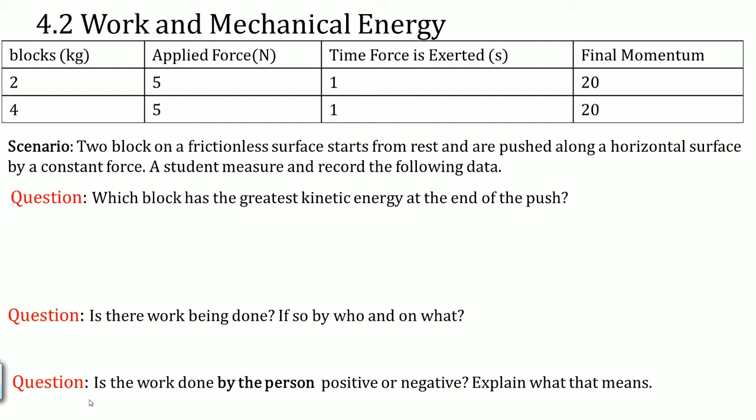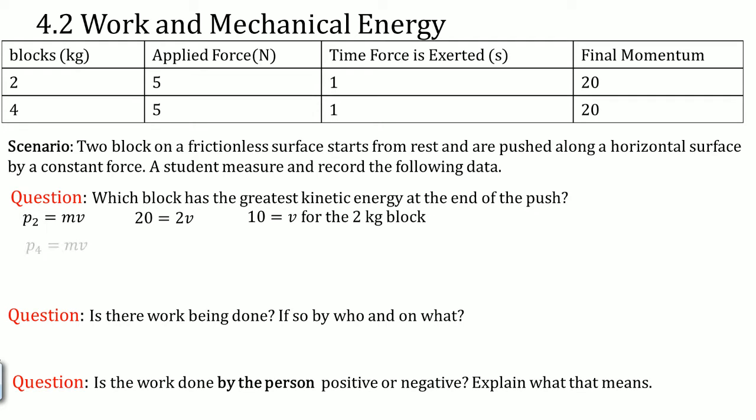To find the kinetic energy, we can use the information that is given. There's the block, the applied force, time, force that is exerted, and the final momentum. Notice that the momentum is equal to mass times velocity. So we can do that for the 2 kilogram block. The momentum is equal to 20, and that's going to be equal to the mass, which is 2, times its velocity. Dividing it, you get 10 for velocity for the 2 kilogram block.